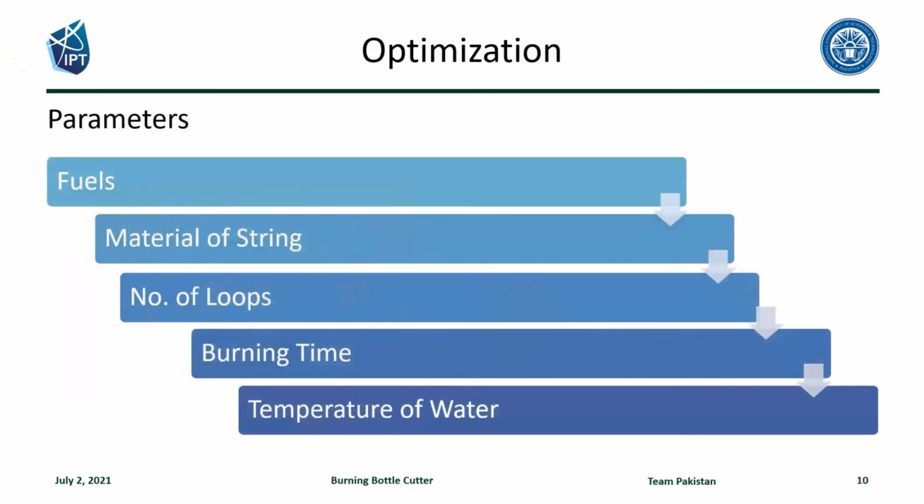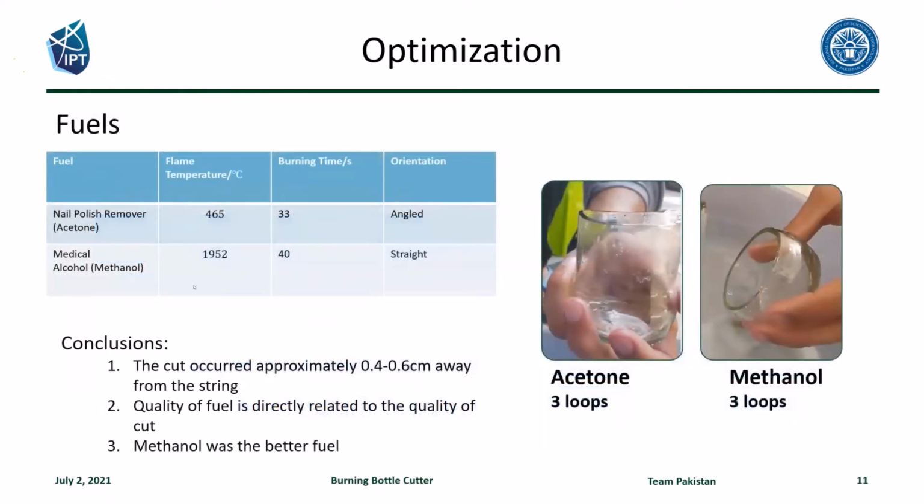So coming to optimization parameters, we had fuels, material of string, number of loops, burning time, and temperature of water. The two fuels we used were acetone and methanol. You can see the temperature difference between them, and the burning time and the orientation. What we mean by angle here is that the flame of acetone was too low and the temperature too was too low. So we had to incline the bottle so that the heat could be localized, so we could get a cut. But this was not the case with methanol because the flame was well enough spread, and the heat and the temperature too was good enough to give us a cut on both sides.